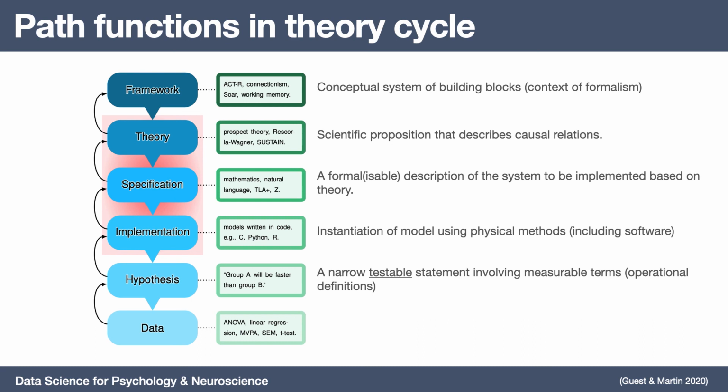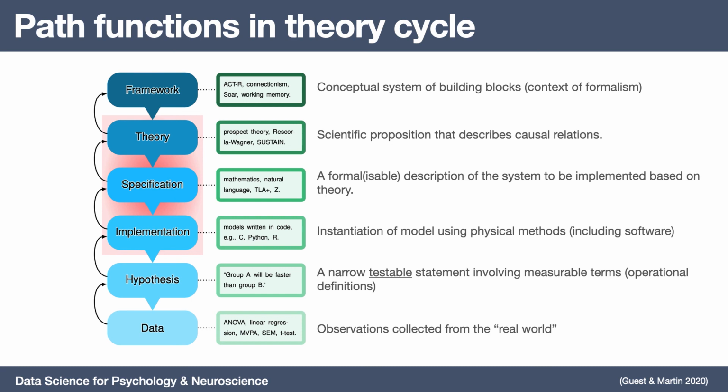Using that narrow testable statement, you can collect observations from the real world and test it. And then you have this path function that works your way back up. So your data constrains your next set of hypotheses, or you evaluate your data in the context of your hypothesis, which revises upward the specification and the theory, which sometimes maybe even puts a change in your framework. And then you start all over again.